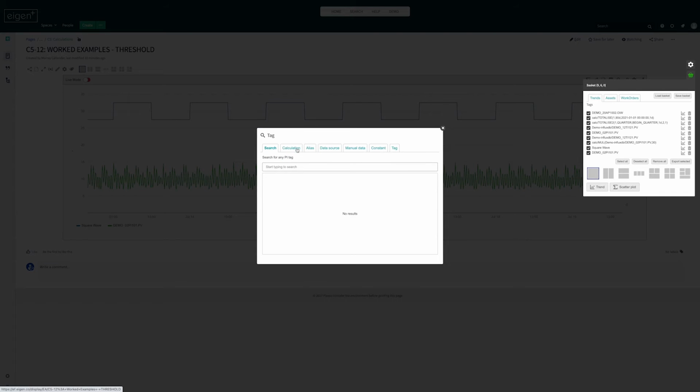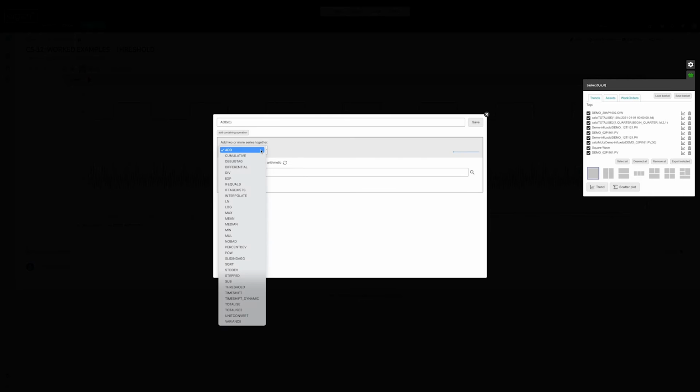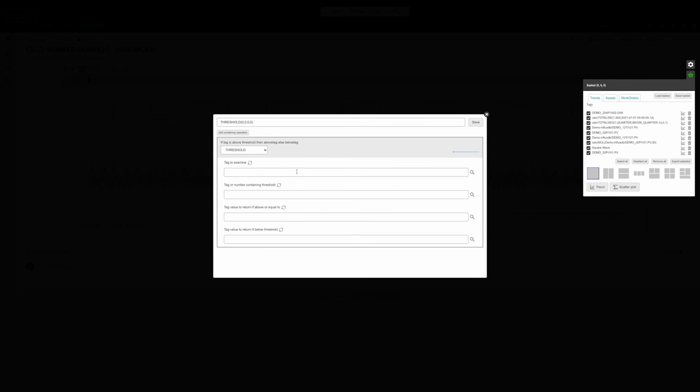And we go add tag, calculation, build calc. And this time we're going to select threshold from the list, and then we need to put in our two tags. So the tag to examine is the square wave. So we want to know when this is above or equal to 1.